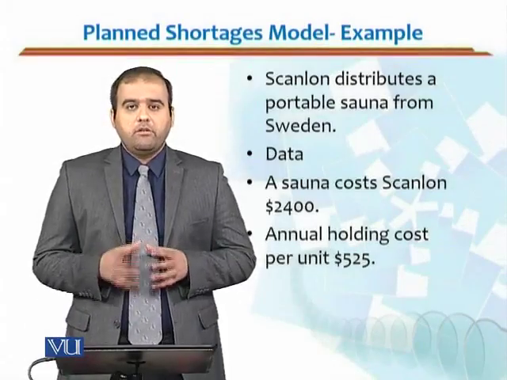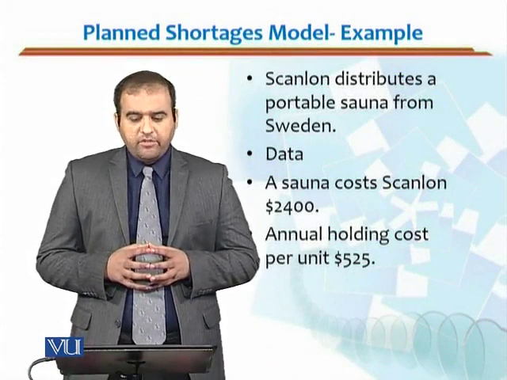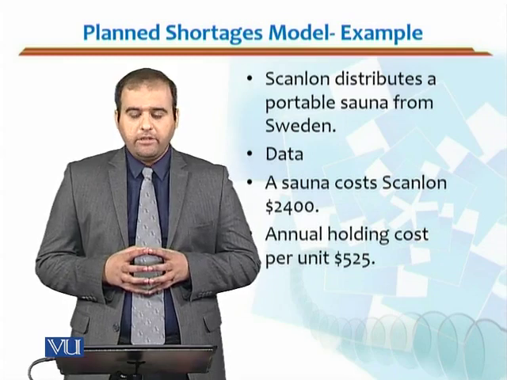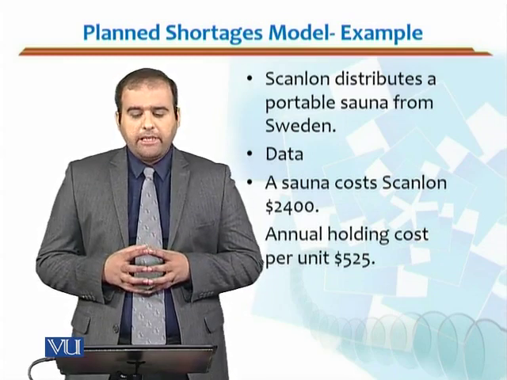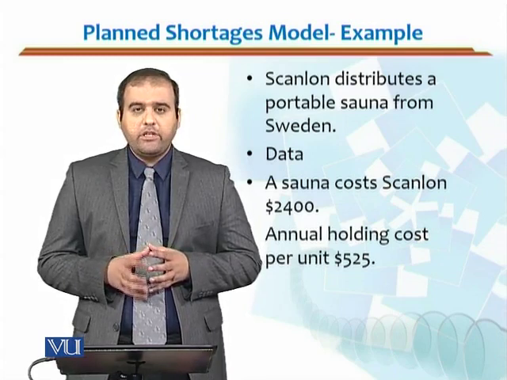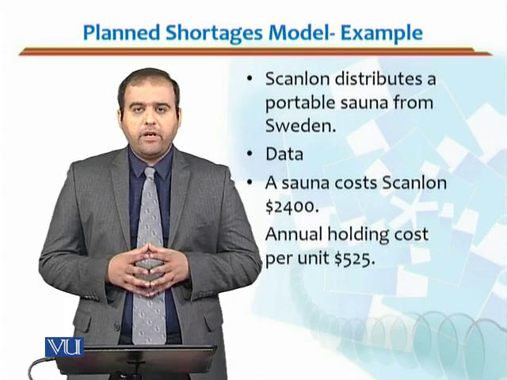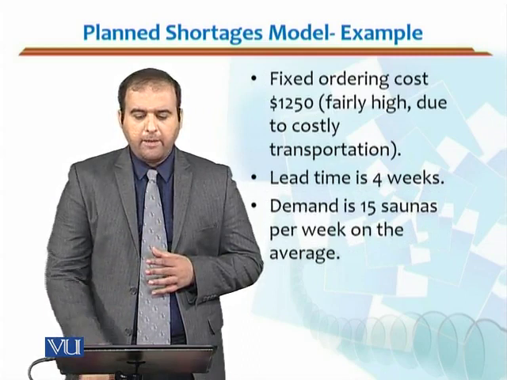Students, now let us look at the example of the planned shortages model. Take an example of Scalon, which distributes a portable sauna from Sweden. So we have the data for it. The sauna belt actually costs Scalon about $2,400. Annual holding cost per unit is $525. This cost has been given directly.